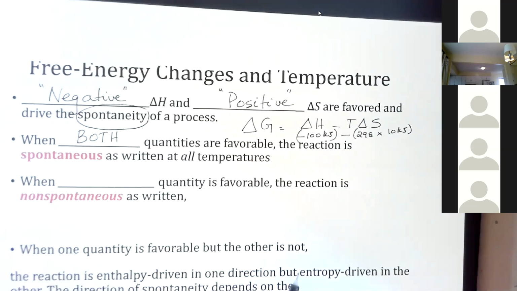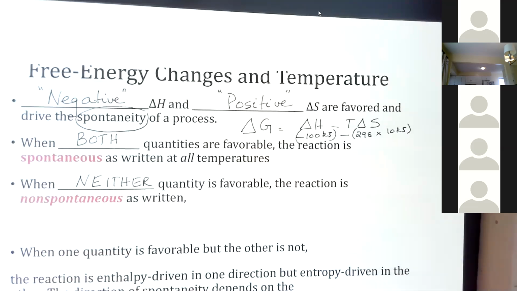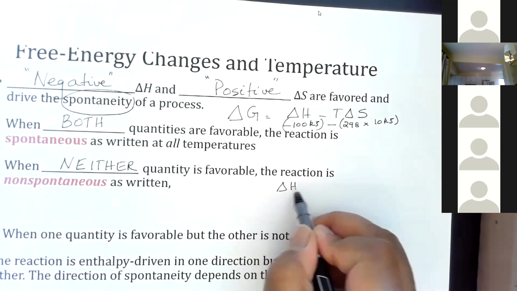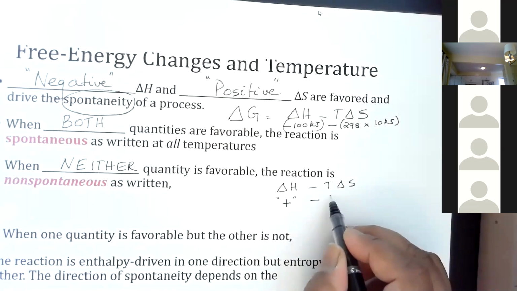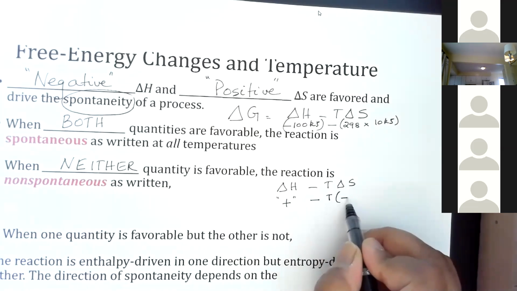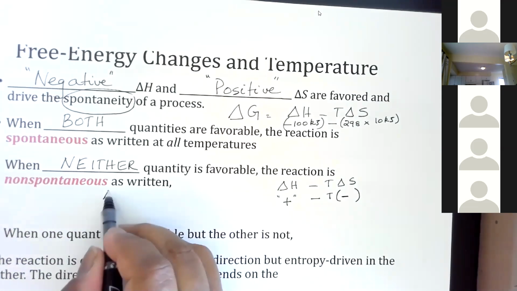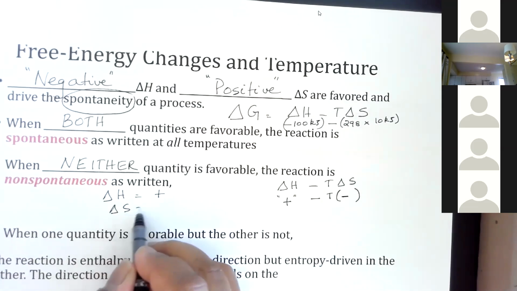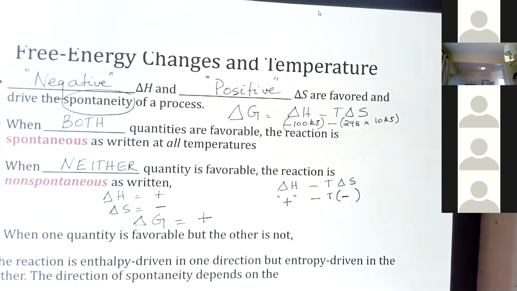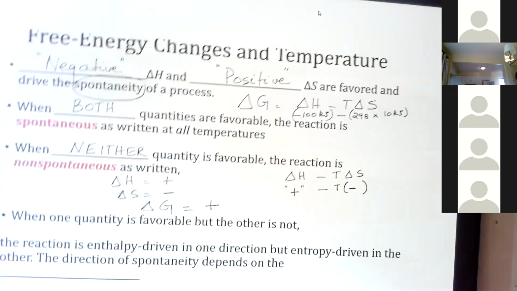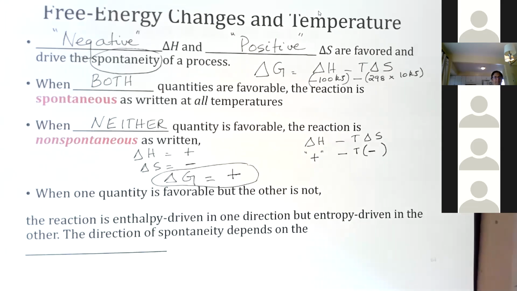And when neither quantity is favorable, when does that happen? When delta H is positive and delta S is negative. See that? Mathematically, delta G will be positive. So here you cannot do anything. You can even stand on your head, it's not going to change anything.